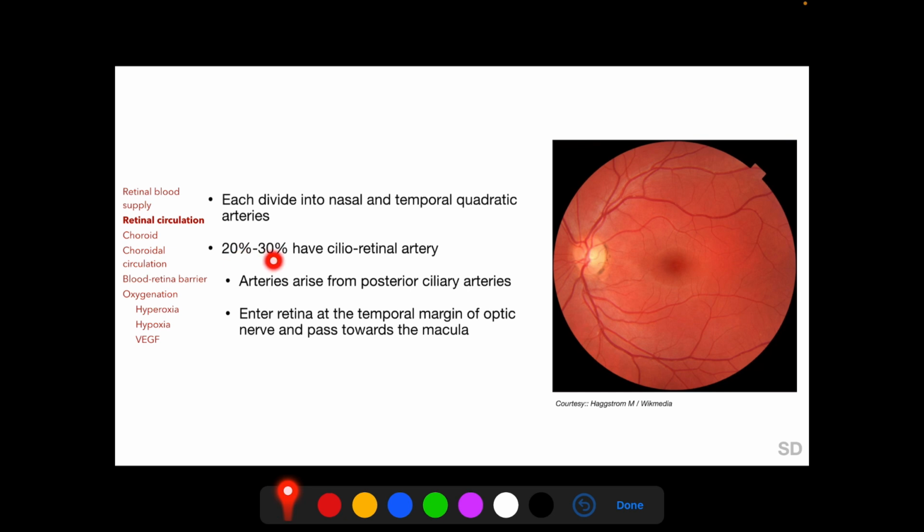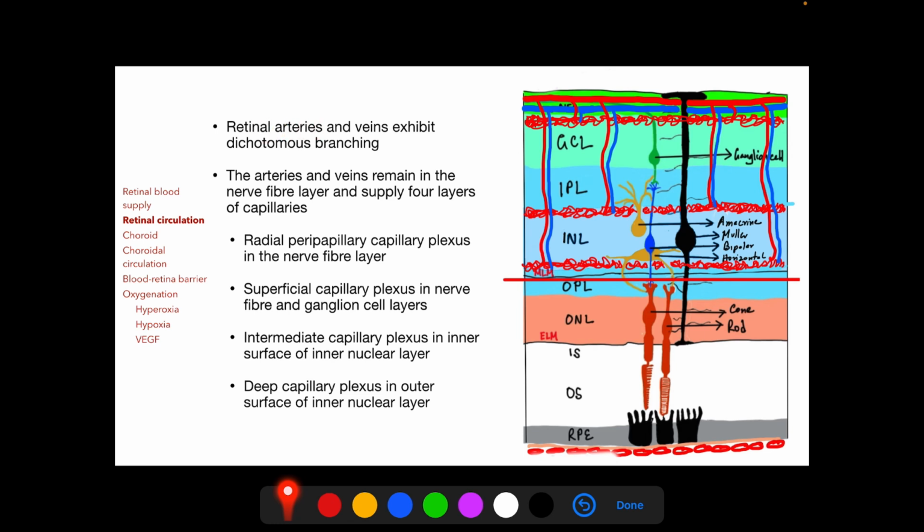Almost one-third of all individuals have a cilioretinal artery, and the cilioretinal artery arises from the posterior ciliary arteries and not from the central retinal artery. The cilioretinal artery enters the retina at the temporal margin of the optic nerve head and supplies a portion of the macula. Retinal arteries as well as veins exhibit dichotomous branching, which means that at every branching point the retinal vessel divides into two. The arteries and the veins remain in the nerve fiber layer, as shown here in this diagram, and supply four layers of capillaries.